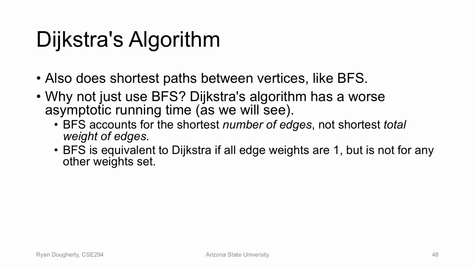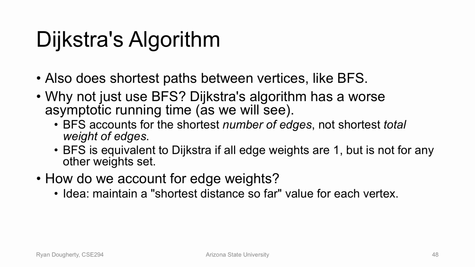Breadth first search is equivalent to Dijkstra if all the edge weights are 1, because in that case, it's just counting the number of edges, essentially. It's the same thing, but not for any other edge weights. So how do we account for edge weights? What we do is basically a little bit of a modification to breadth first search, or depth first search if you want. You maintain the shortest distance so far, and then let's just say that I found a particular distance, like say 100 for a vertex.